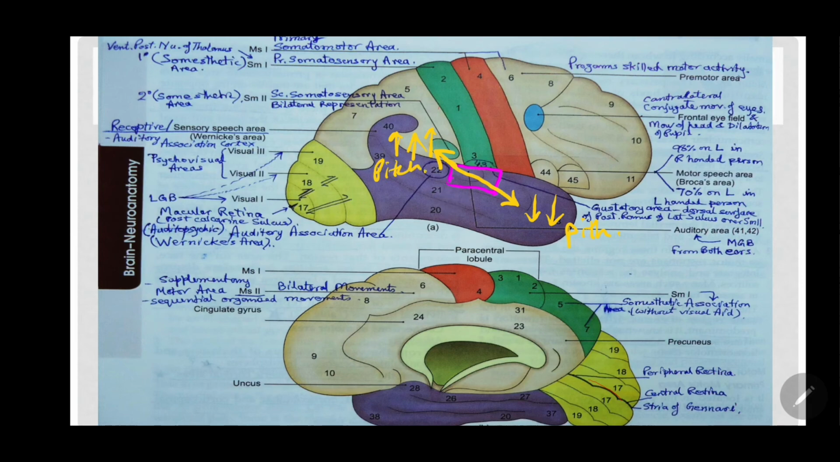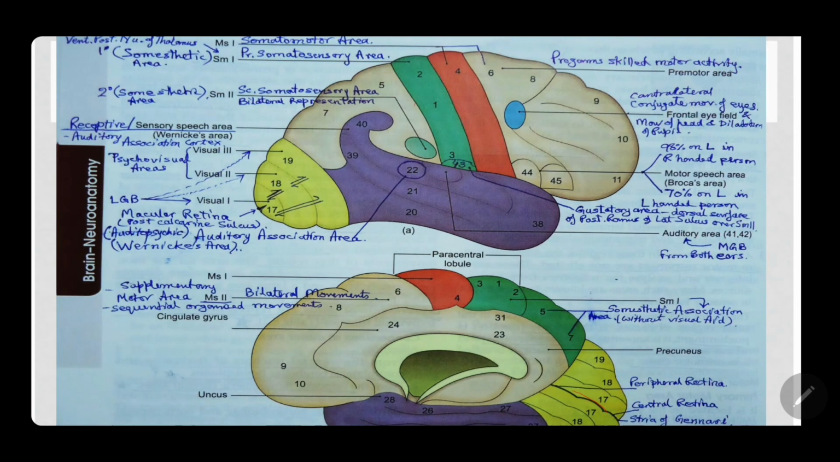Okay. Now about the auditory association areas. This was area number 41, 42, the primary auditory area. Posterior to that you are seeing the auditory association areas. This auditory association area is numbered as area number 22, right. So this is the auditory association area.